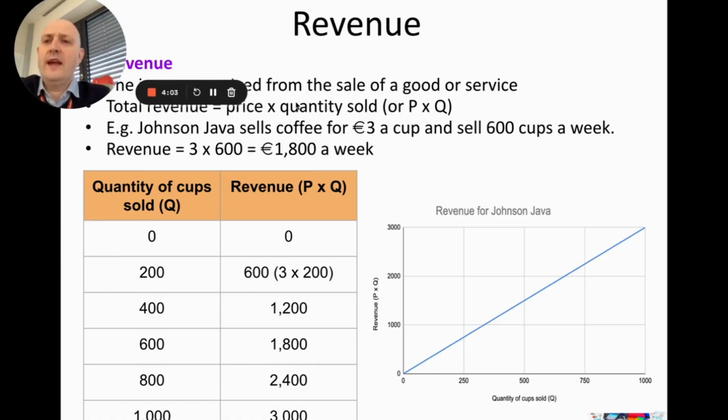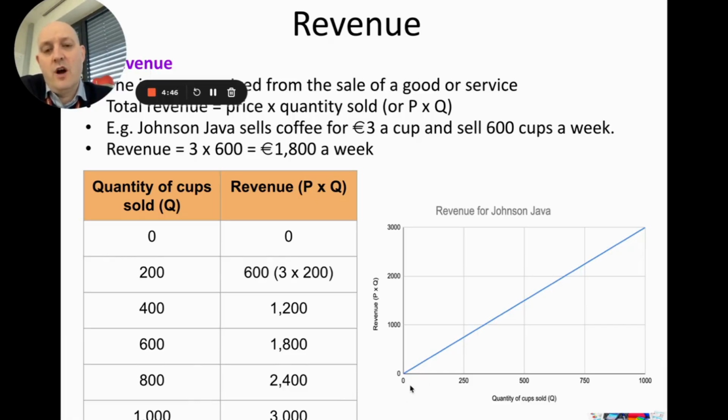Now, we can create what's called a revenue schedule, and look at what the revenue would be if they sold different numbers of cups of coffee. Again, all we do is P times Q, price times the number sold. If they sold 0, then obviously the revenue would be 0. If they sold 200, then the revenue would be 600, calculated as the price of 3 multiplied by the number sold, which is 200. If they sold 400, they'd make 1,200, and so on, up to 1,000 cups of coffee a week, where they'd make a mighty €3,000 in revenue.